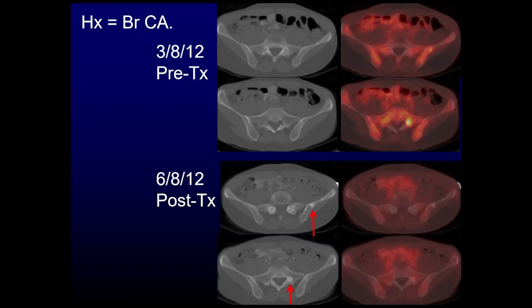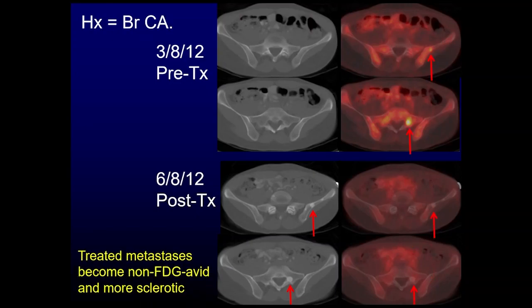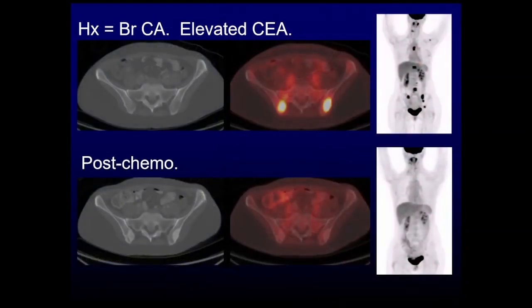response, not new metastases. So the FDG PET here can entirely change the interpretation from the CT suggesting new metastases. The FDG PET demonstrates this is not new metastases. These were prior metastases that are now well treated. Very important clinical distinction obtained with FDG PET.